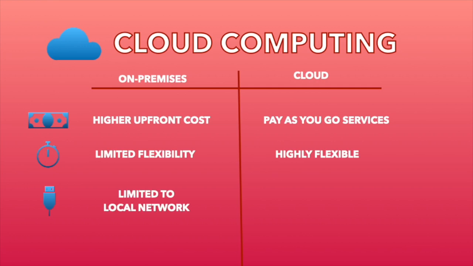On-premises infrastructure is limited to the local network, meaning resources and services can only be accessed within the company's physical location or through complex remote access setups. This limits accessibility compared to cloud solutions. Cloud-based services can be accessed anywhere with an internet connection, providing much greater accessibility and convenience.